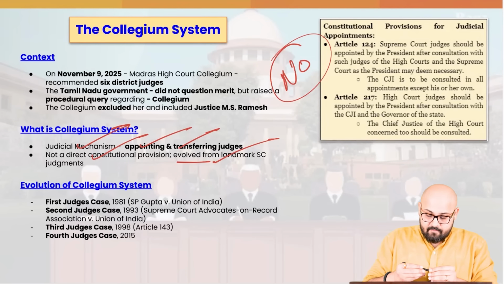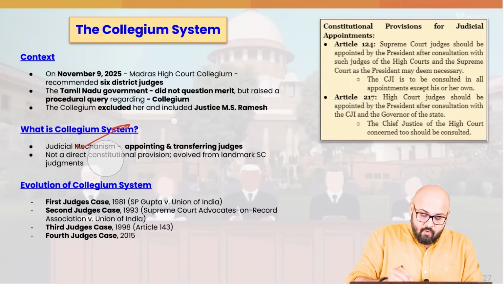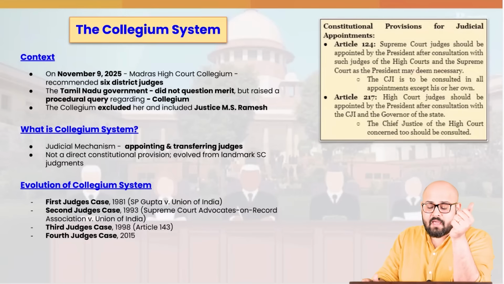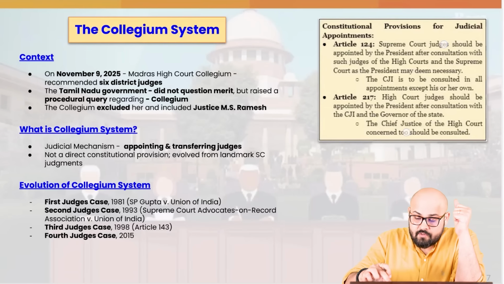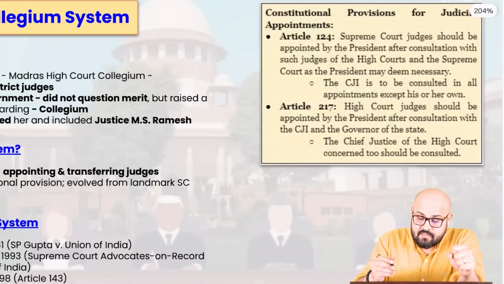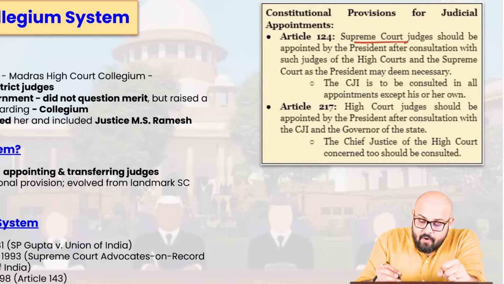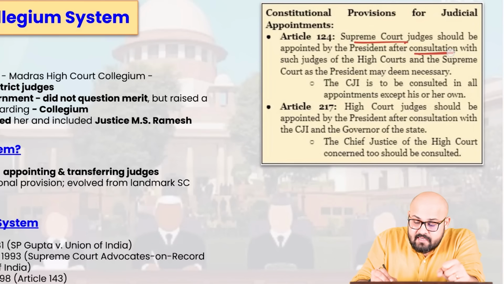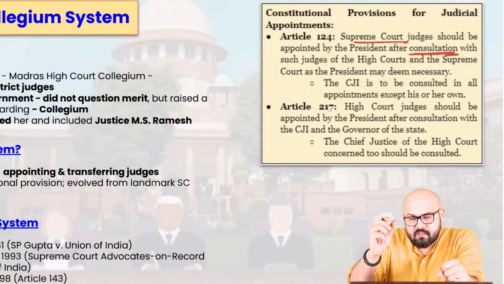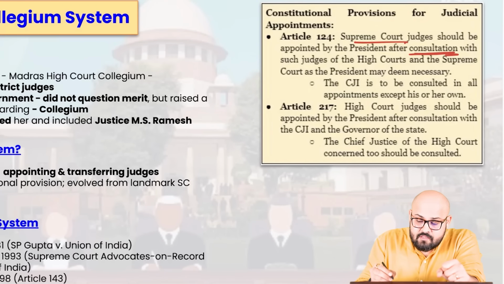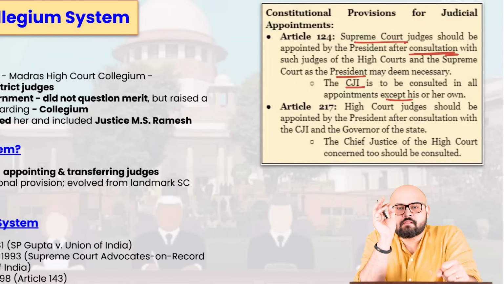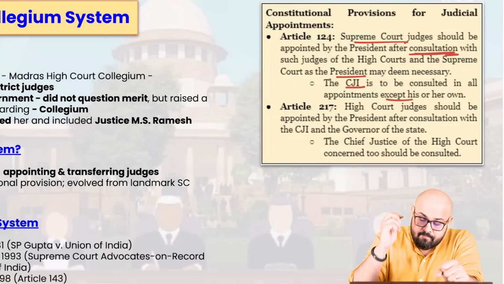Now, before that, you'll have to first understand what Article 124(2) and Article 217 talk about. When we talk about the constitutional provision, Article 124 says that a Supreme Court judge should be appointed by the President after consultation. Please give importance to this word; it is a very important word. Consultation with such judges of the High Courts and the Supreme Court as the President may deem necessary. The Chief Justice of India is to be consulted in all appointments except his or her own. So the importance is given to the word consultation.